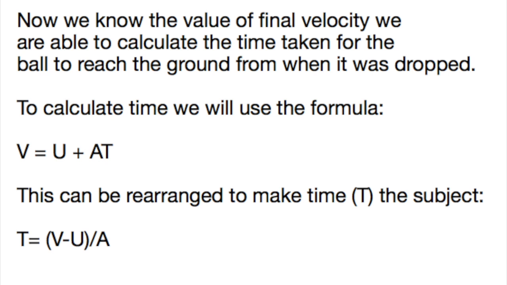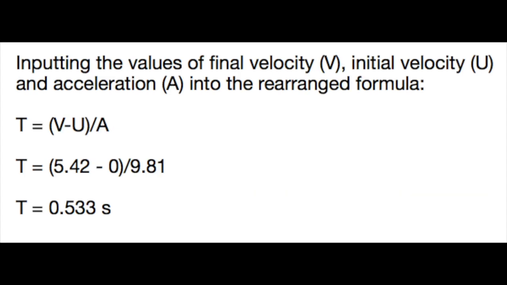To calculate the time, we will use the SUVAT formula v equals u plus at. This can be rearranged to make time, t, the subject: t equals v minus u over a. Inputting the values of final velocity, initial velocity, and acceleration into the rearranged formula, t is equal to v minus u divided by a. This gives t equal to 5.42 minus 0 divided by 9.81. Calculating this gives t equal to 0.533 seconds.